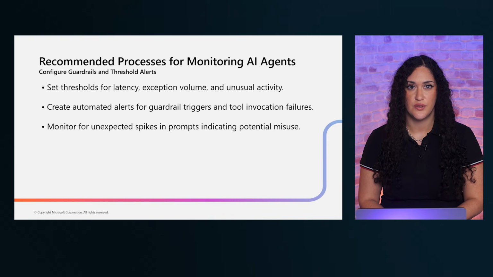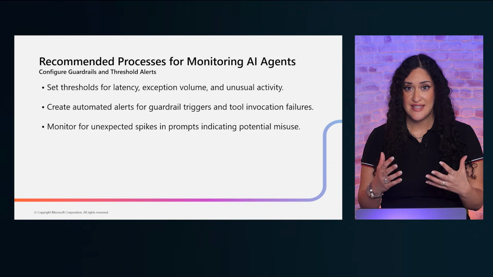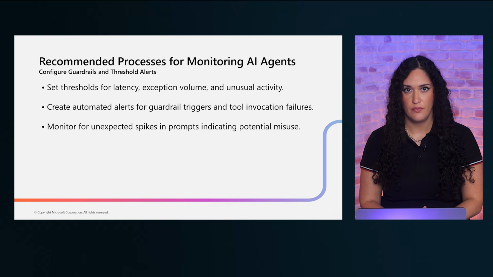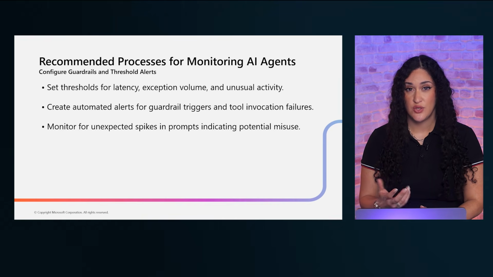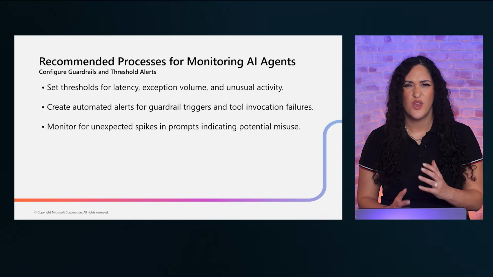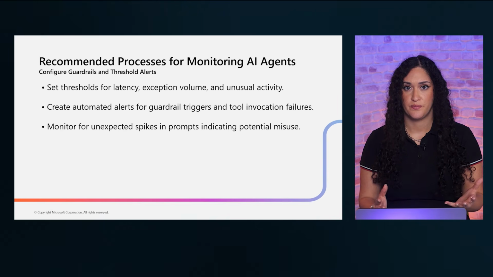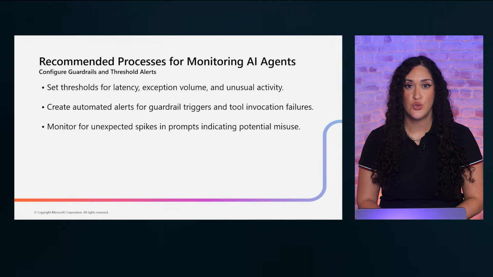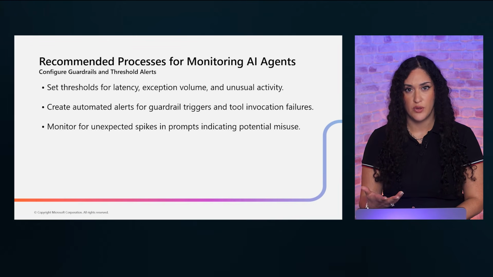Guardrails and threshold alerts are your early warning system. Think of them as the smoke detectors in your AI architecture. You need to set thresholds for latency, exception volume, and unusual activity patterns. When any threshold is breached, automated alerts should fire immediately. This is not something you check manually once a week. Create specific alerts for guardrail triggers and tool invocation failures, because these often signal deeper problems.